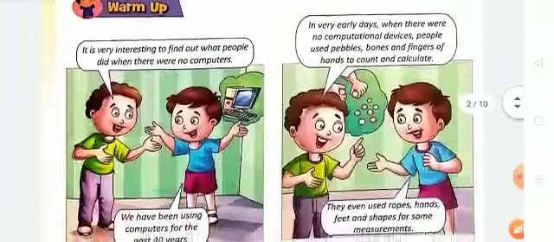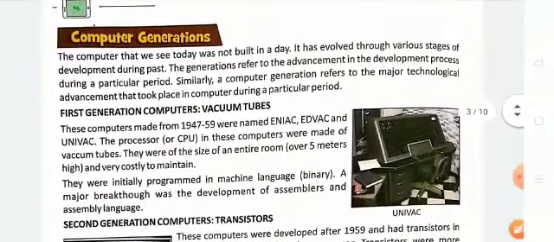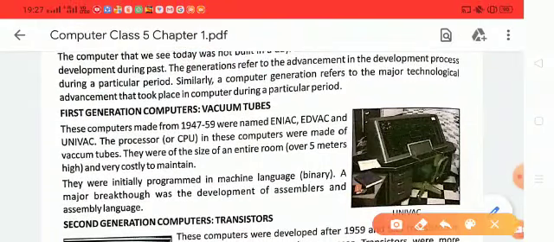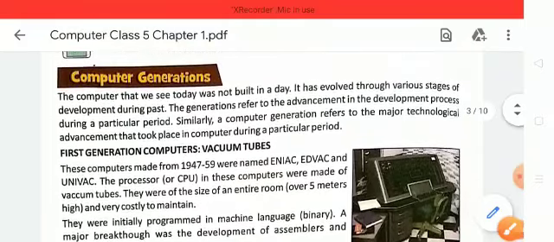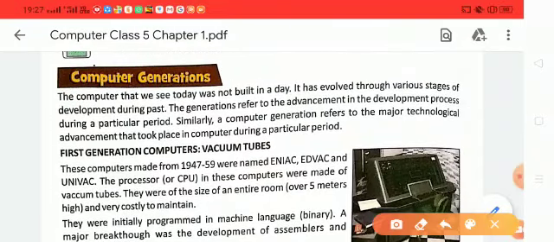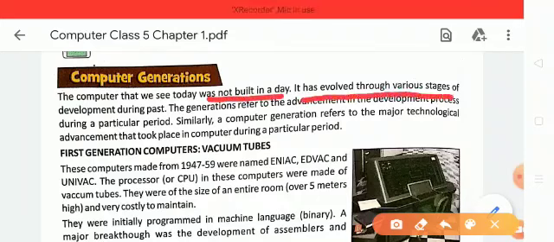Okay, let's start chapter number 1, and the chapter name is Generations of Computers. So in this video we will be discussing computer generations. Okay, let's start. The computer that we see today was not built in a day. It has evolved through various stages of development in the past. The generations refer to the advancement, the development process during a particular period.